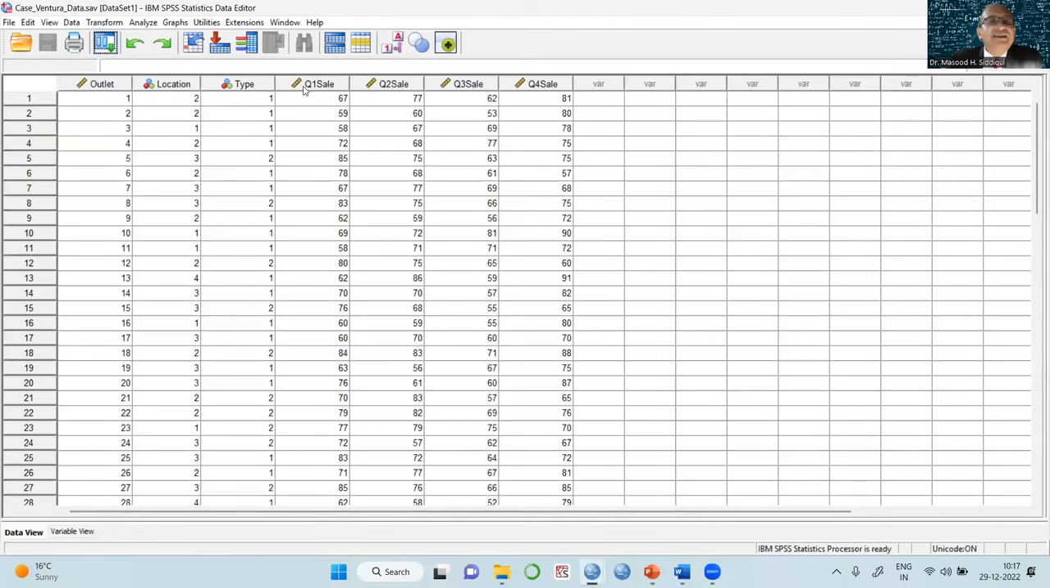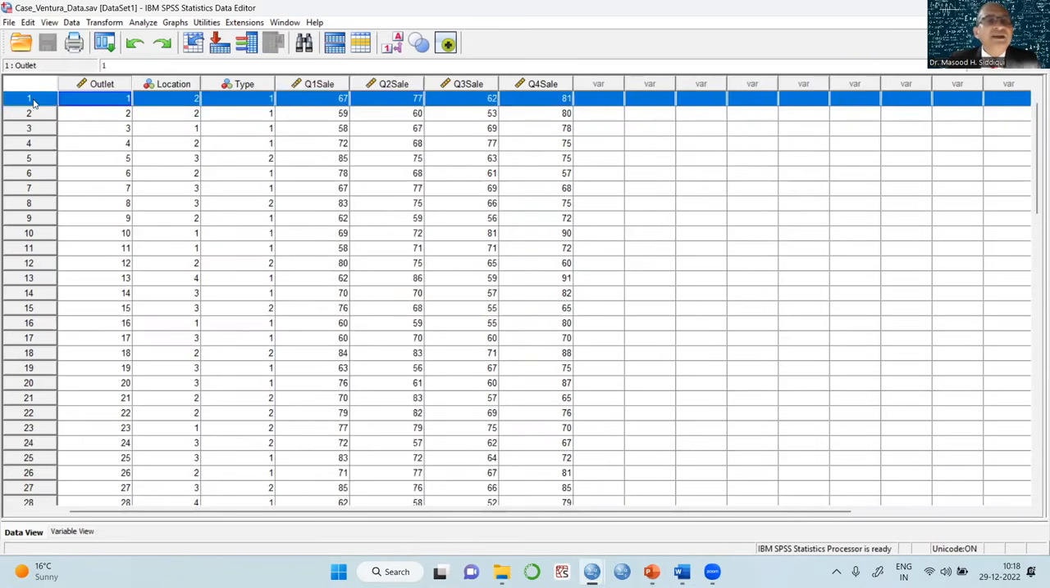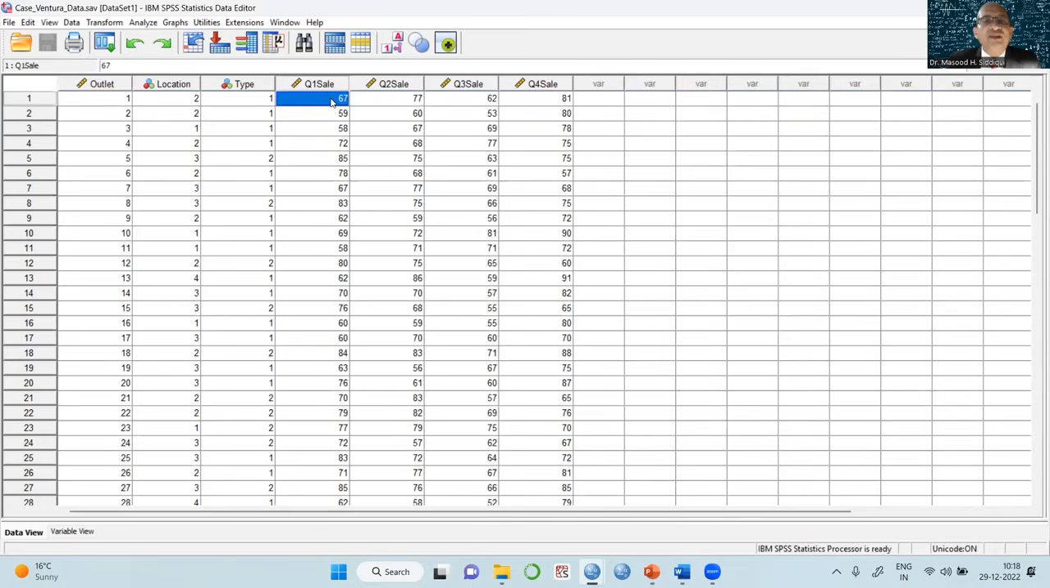Why do we consider the dependent sample test? Because when we are comparing Q1 and Q2 sales, for real meaning we should compare this 67 and the 77, meaning the pre-value and the post-value of the same outlet. We should not compare this 67 with 60, right? Why shouldn't we compare? Because it might be possible that the first outlet is on the roadside and the second outlet is in the interior of the society, or the interior of some rural area. So there may be some differences among these values because of other reasons.